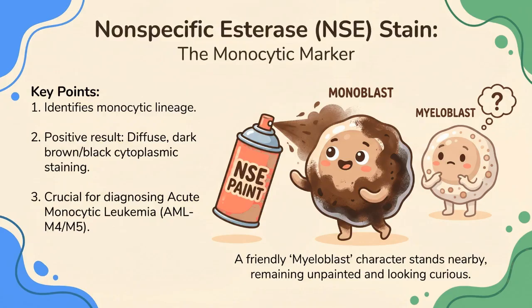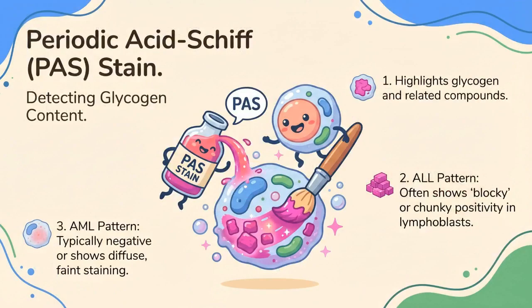Next, we'll discuss the periodic acid Schiff stain. Moving beyond esterase stains, the periodic acid Schiff, or PAS, stain is another crucial cytochemical tool in our diagnostic arsenal, particularly for assessing glycogen content. This stain is incredibly useful for differentiating between certain types of acute leukemias, especially when morphology alone isn't definitive. We're looking for a characteristic staining pattern that indicates the presence of glycogen.